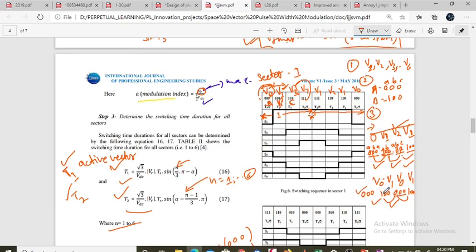but according to the first rule, all the active vectors should be here in one subcycle, right? So in one subcycle, if I say this vector, then v2 vector is also here, v2 vector is not here, so that means this is not a valid sequence.